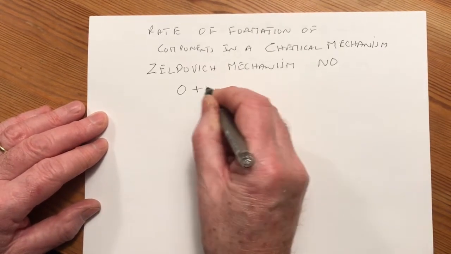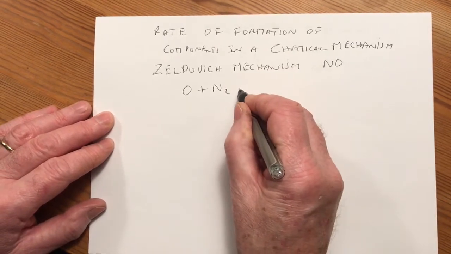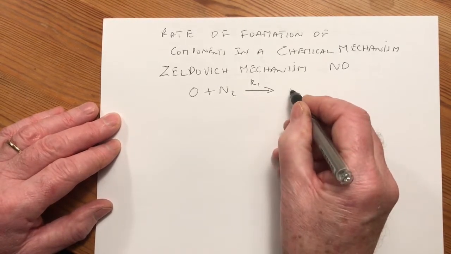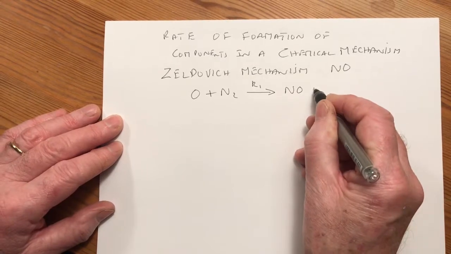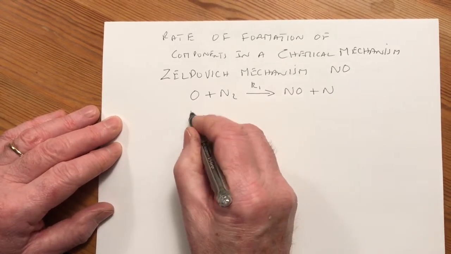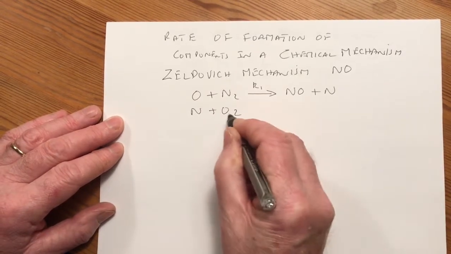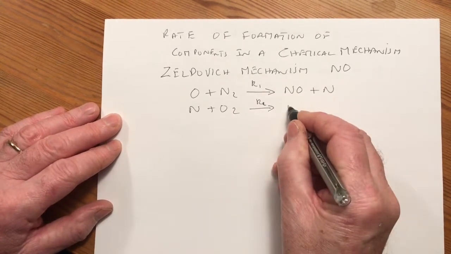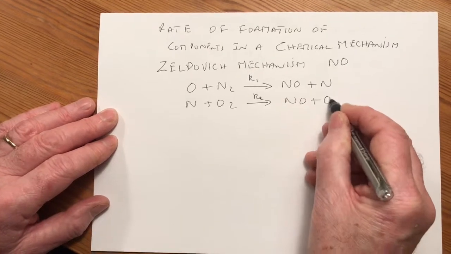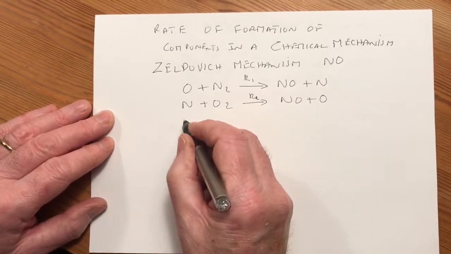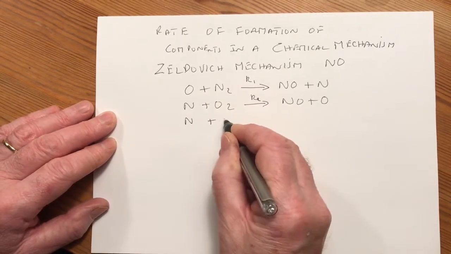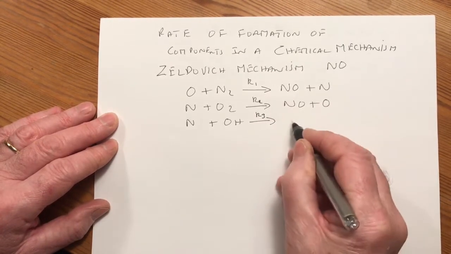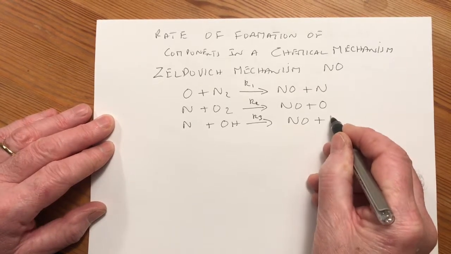It is O plus N2, with the reaction rate K1, gives NO plus N. Second reaction is N plus O2, rate K2, gives NO plus O. The third reaction is N plus OH, rate K3, gives NO plus hydrogen.